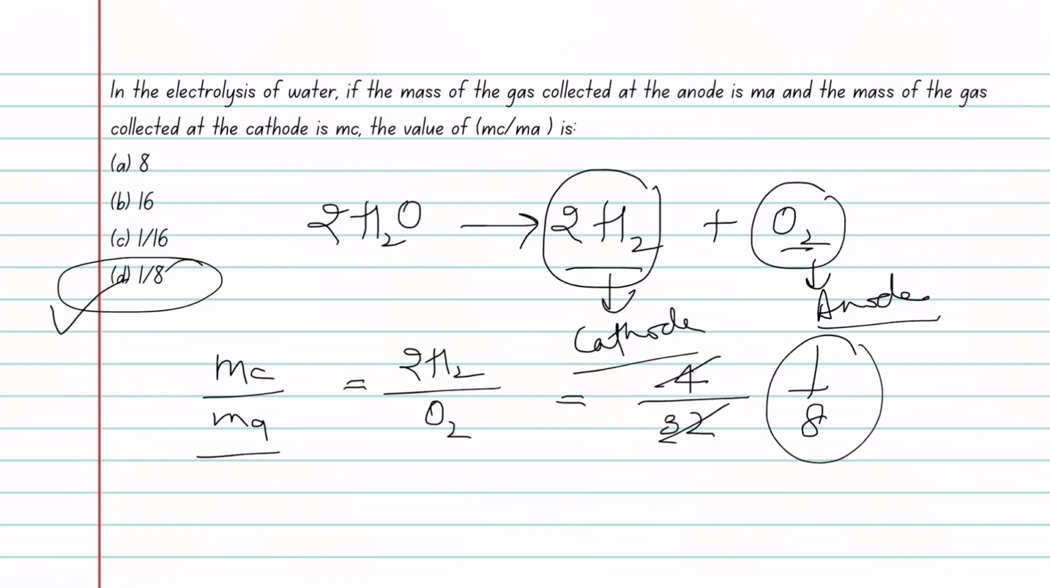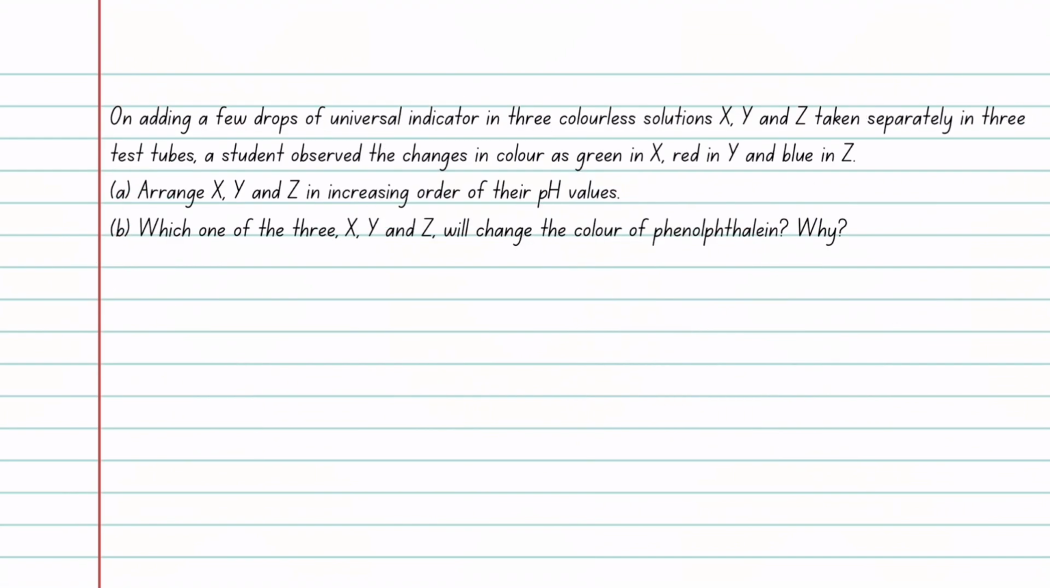Okay. Moving on to the next question. On adding a few drops of universal indicator to 3 colorless liquid solutions X, Y and Z taken separately in 3 test tubes, a student observed changes in color as green in X, red in Y and blue in Z. Arrange X, Y, Z in increasing order of pH values.